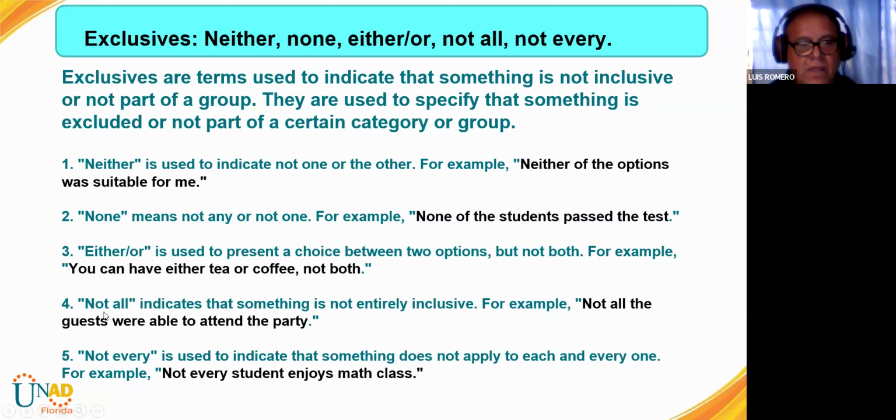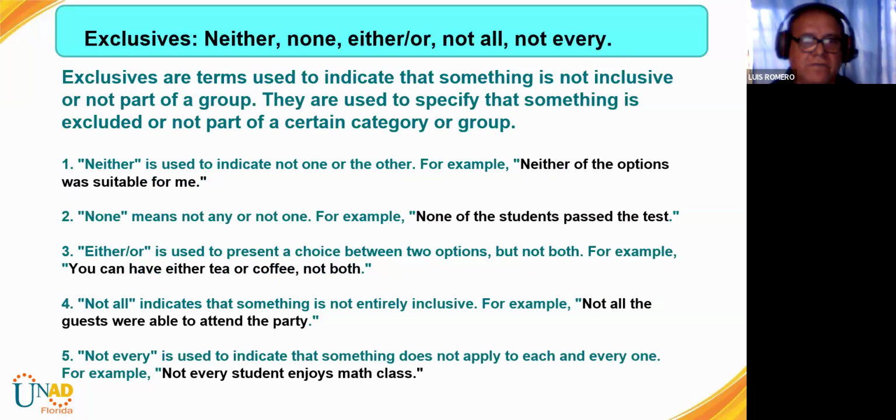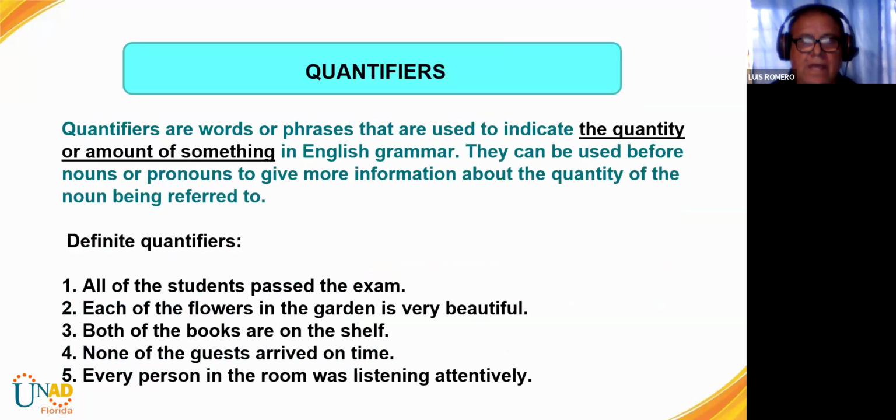Not all is another exclusive, and it indicates that something is not entirely inclusive. For example, not all the guests were able to attend the party. Okay. And number five, not every is another exclusive. Not every student enjoys math class. So as you can see, there are not only inclusive words that modify nouns, but there are also exclusive ones, like these ones here. And another group belongs to the quantifiers.